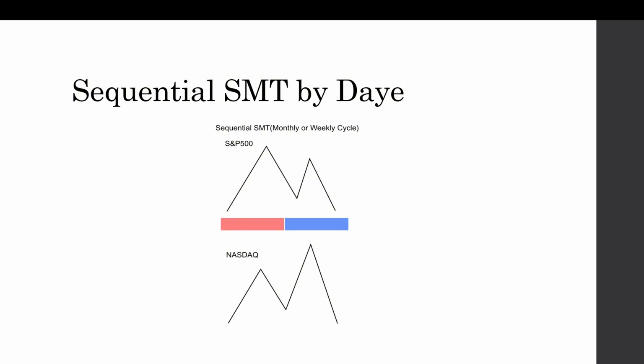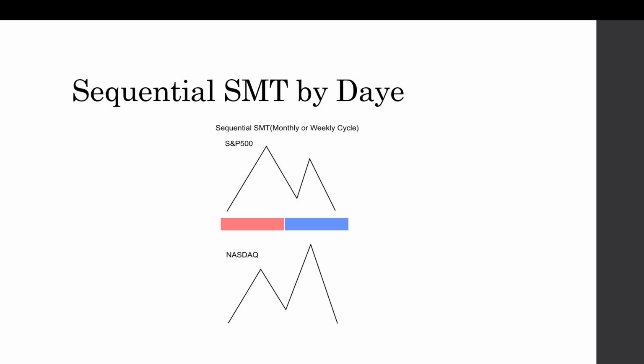The second crack in correlation that we are going to look at is sequential SMT by Trader Day. Many of you know what sequential SMT is. It is basically when, in one asset, in this case the S&P 500, we fail to take out the highest high of the previous quarter, while in another correlated asset, in this case NASDAQ, we do take out the highest high of the previous quarter. This is sequential SMT, and whenever we have this, we can expect that price will reverse.